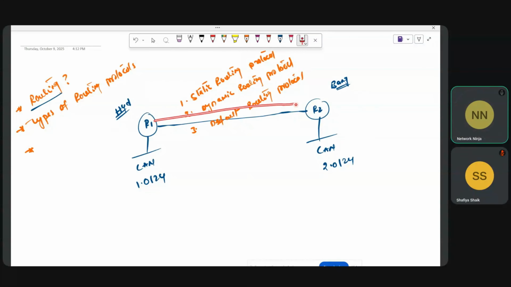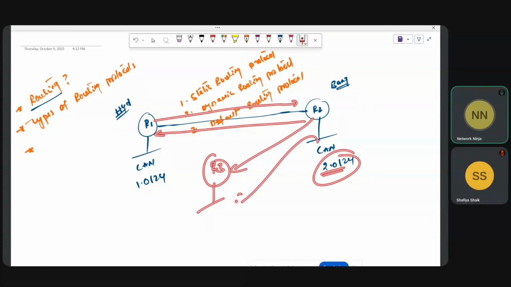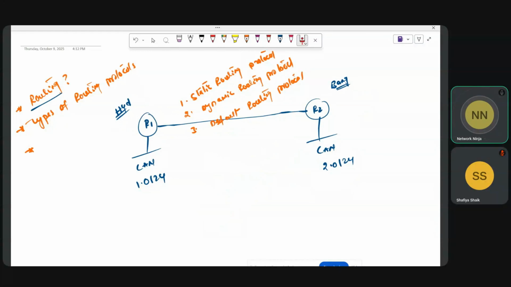We are going to configure manually for this router. Even in router 2, we are going to configure. Even though we have router 3, we are not going to configure any route. If my LAN users don't want to reach router 3's LAN, then I don't want to configure any kind of static route here. So only router 1 and router 2 will exchange the routing information between the routers. So this is your static routing protocol.